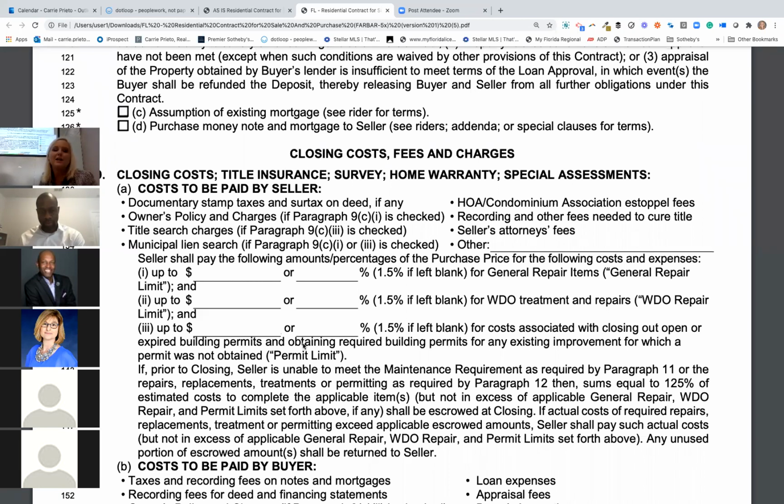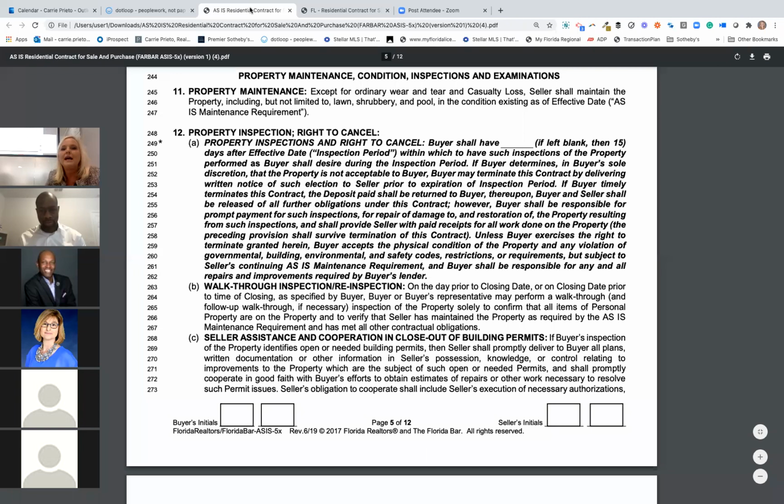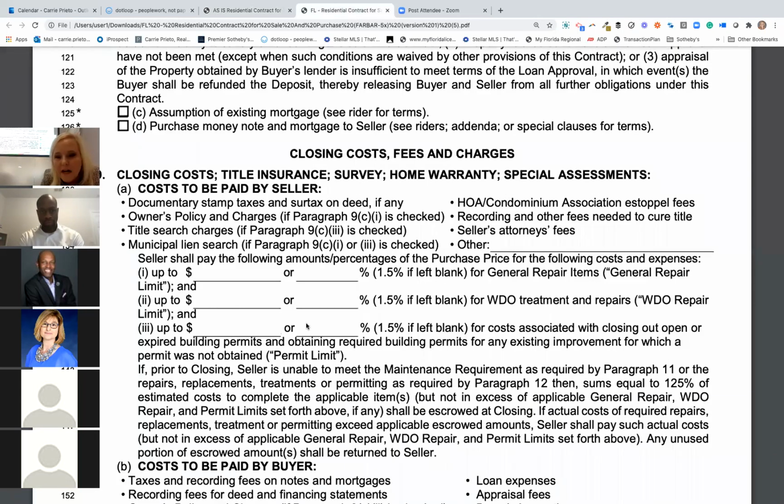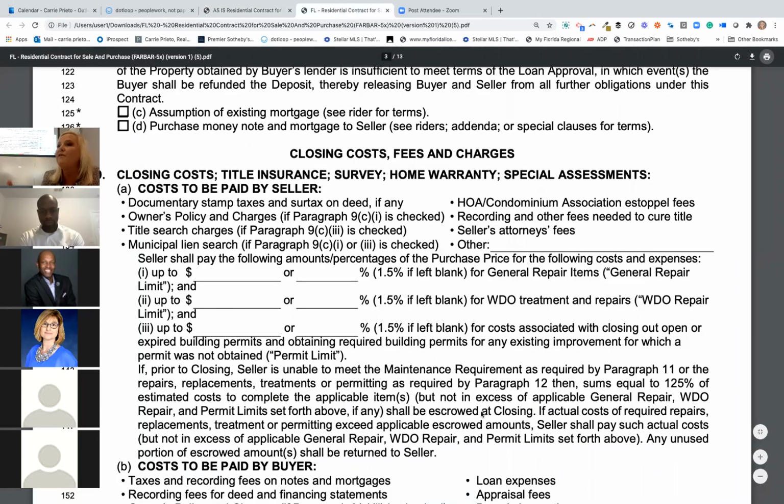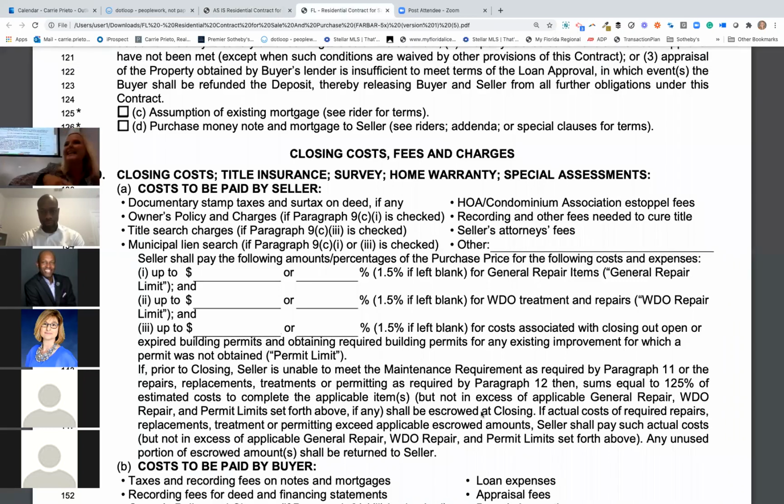So here's a question. Ready? In an as-is contract, let's go to as-is. Who is responsible to take care of open permits? Seller? Wrong. You are all going to be very surprised. In the residential contract, yes, we even have a number that's been negotiated that the seller will pay for. And the seller has to go down to the city and handle all the repair and all that. That's the seller's job because it's their home.